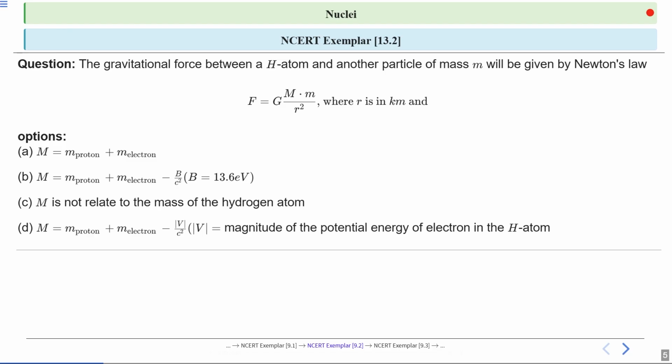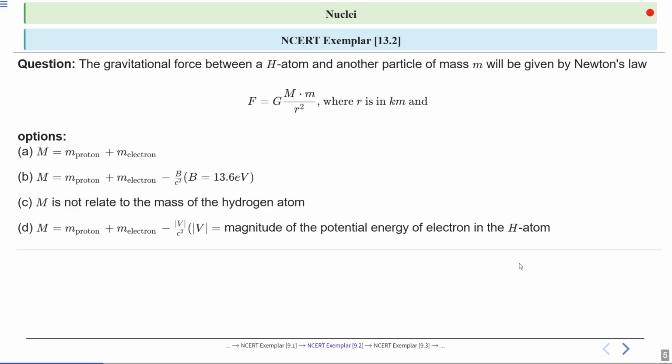The gravitational force between a hydrogen atom and another particle of mass m is calculated using Newton's law of gravitation. The formula is given as F equal to G capital M small m upon r square, where F is the gravitational force, G is the gravitational constant, capital M is the mass of hydrogen, and small m is the mass of the other particle, r is the distance between the two particles. The task is to determine the correct expression for capital M, the mass of the hydrogen atom, when calculating the gravitational force. So 4 options are given.